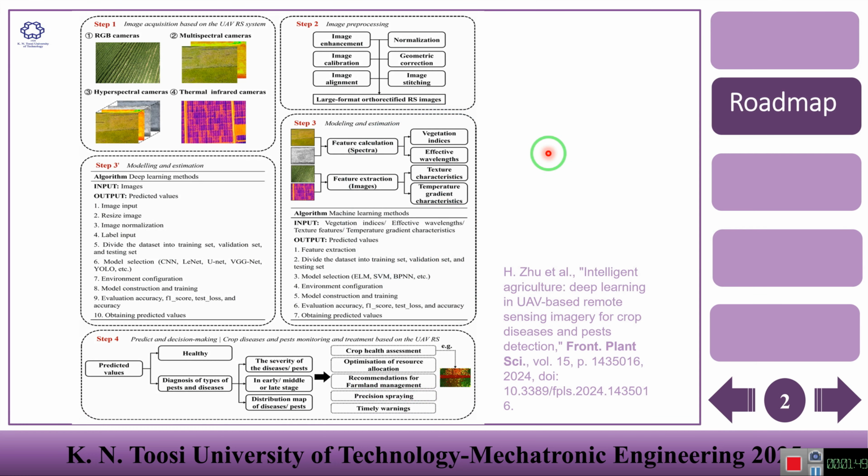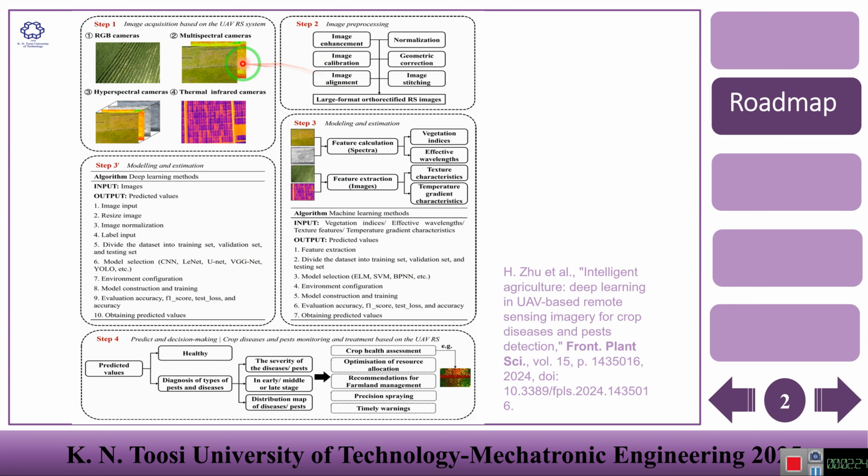There's a roadmap here being presented for you, and there are generally 4 steps. The first step is image acquisition. So here we have RGB cameras, multispectral cameras, hyperspectral cameras, and thermal infrared cameras, which are the 4 mainly used cameras in this field.